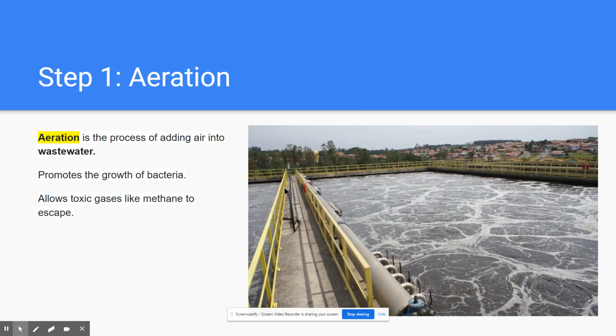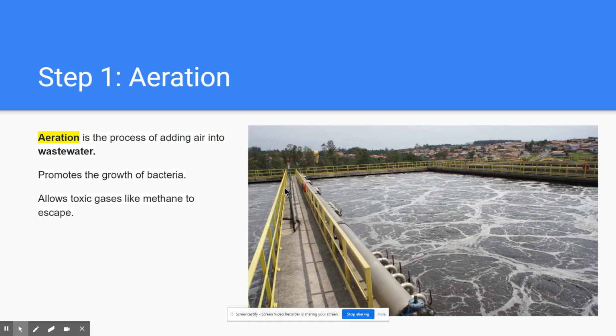Now, what is aeration? When the influent water comes into the wastewater facility, it's, like I said earlier, wastewater. It is nasty, it is smelly. So the first thing that they do is they add air to the wastewater, okay? So you can see in this picture, this water is moving around, okay? And it's bubbling because they are adding air to the tank, to the wastewater. Now, what this does is this promotes the growth of bacteria.